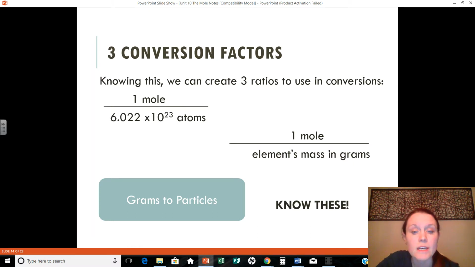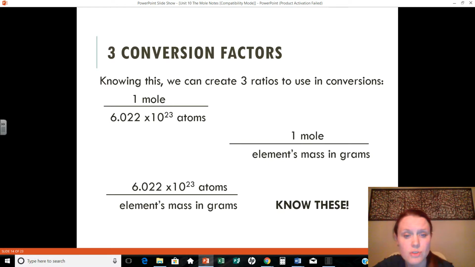The last conversion factor we'll talk about is if I wanted to know how many particles of a substance I had, and I gave it to you in grams. So if I said, using the same example from earlier, I have 30 grams of silver, how many atoms of silver do I have? You would use this particular conversion factor. Like I said before, these three conversion factors or ratios are not the only ones you will use. Occasionally, you will have to come up with your own conversion factor, but these are simply commonly used.